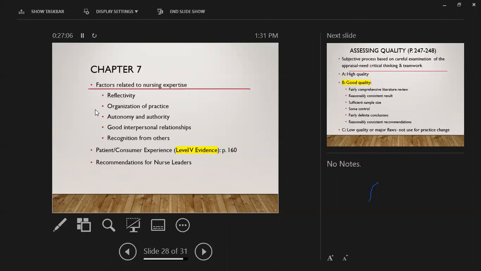And sometimes, some people want to get some recognition from others. That may be the reason they are doing it. Okay, consumer experience or patient experience, that is level 5 evidence, okay? Many leaders can write some recommendation, okay? That's level 5.